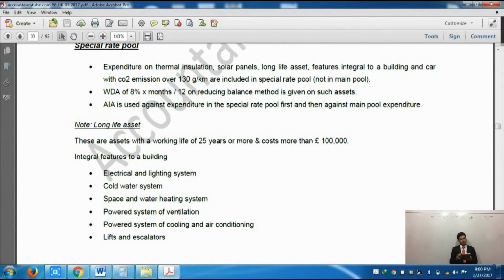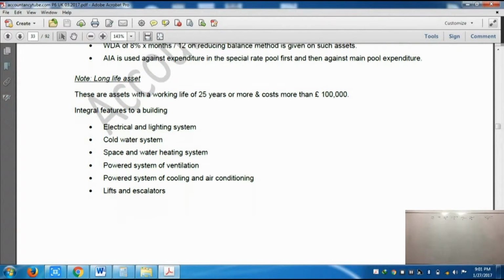And what will go into the special rate pool? It has already told you: solar panels, thermal insulation, long life assets, features integral to the building, cars, and so on. Now thermal insulation, you know what it is. Just to check the temperature. Solar panels, you know that. Long life assets, what are long life assets? Now please check beneath that, there is a note called long life assets. Now this is the list of assets which are called long life assets.